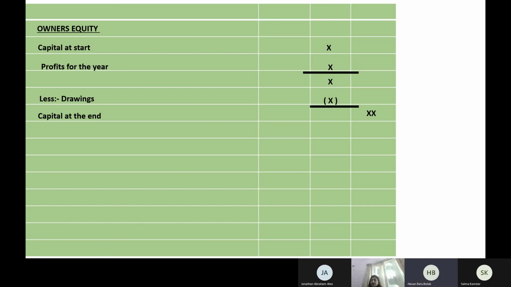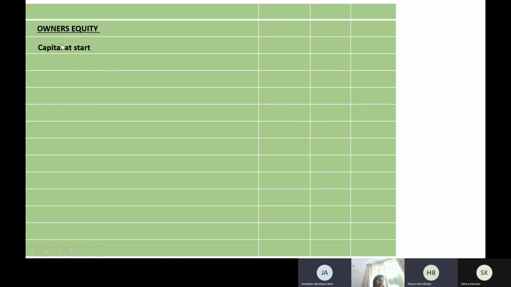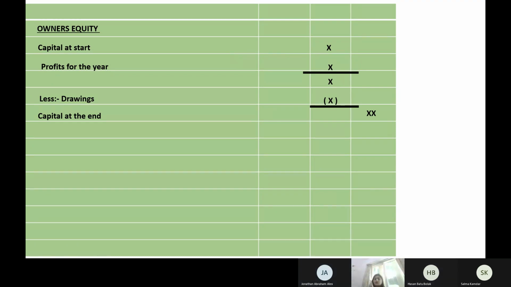Okay, again, can you all say? Capital at start plus profits for the year, less drawings, and capital at the end. Again, can you all please repeat? Capital at start, plus profits for the year, minus drawings, and capital at the end. Okay, so your liability section, the first thing starts with your owner's equity or your owner's capital.